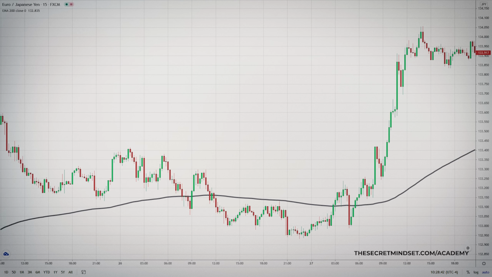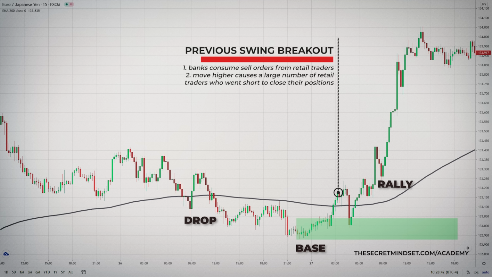In this example, we can see a drop-based rally zone after the market has been falling. When the banks enter into their long trades, they consume all of the sell orders coming into the market, and the price begins to rise, breaking the swing high found at the top of the last move lower. Soon after the break of the high, we see a large drop taking place.